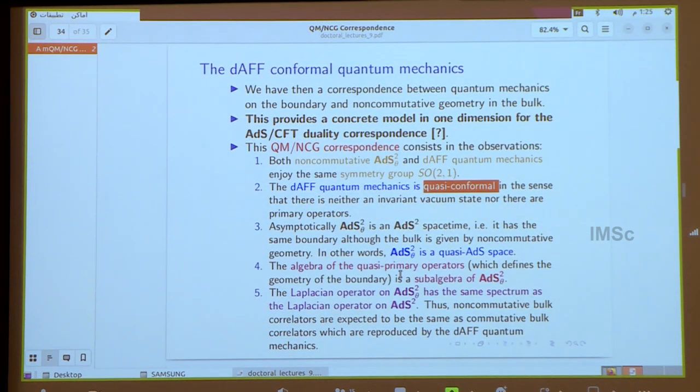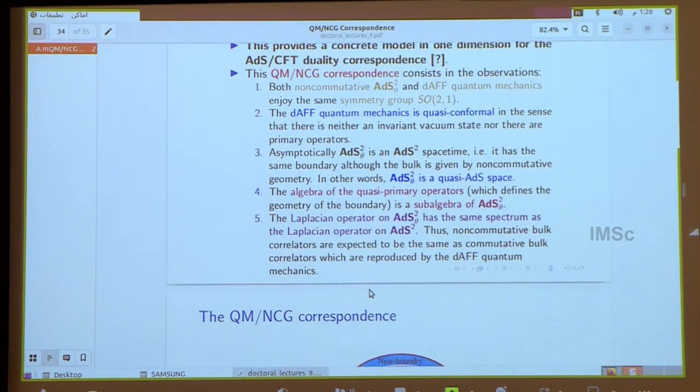Furthermore, the algebra of the quasi-primary operators on the boundary is exactly a sub-algebra of AdS2. This is very important. The algebra of the quasi-primary operators which we have constructed is a sub-algebra of AdS2. And the Laplacian operator on non-commutative AdS2 has the same spectrum as the Laplacian operator on AdS2. So the non-commutative AdS2 and the commutative AdS2 share the same spectra. All these things allow me to say that what we should take as a bulk theory for this DAFF quantum mechanics is non-commutative AdS2 theta, not commutative AdS2 as it is usually done. This is my other main message.